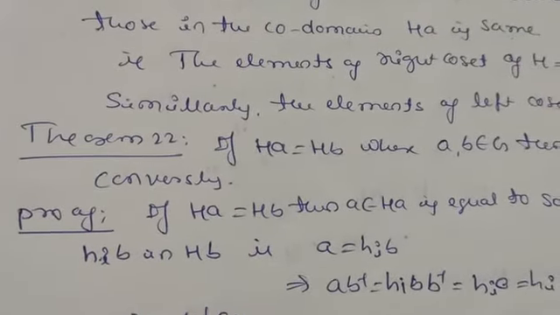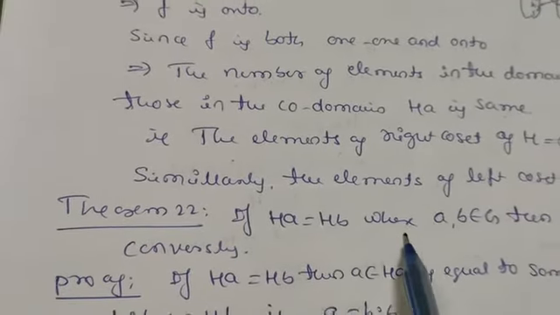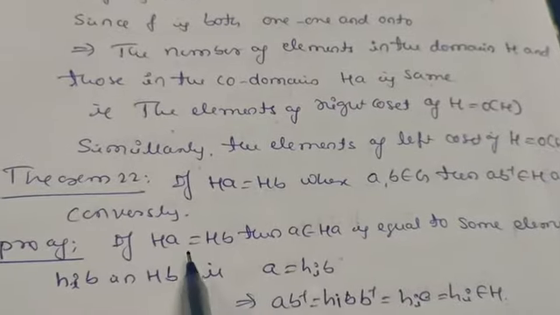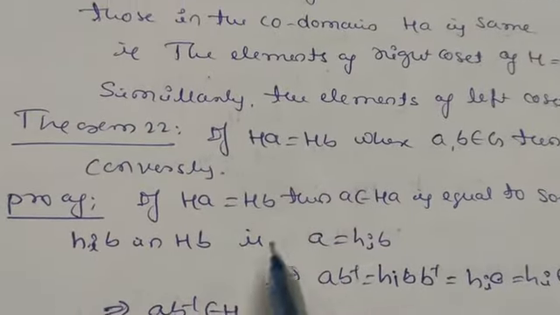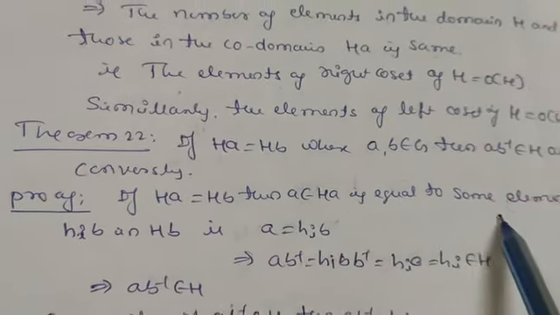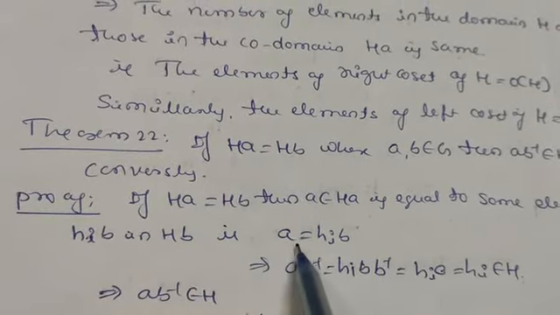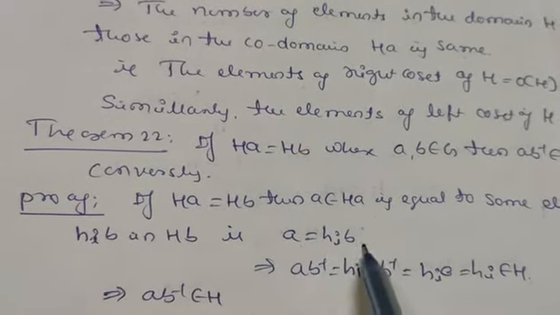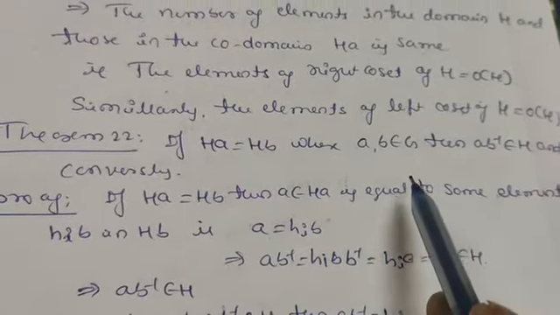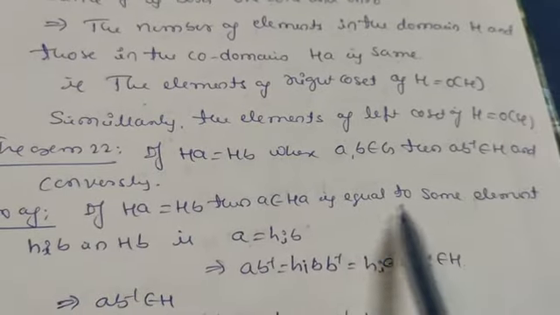Let us take one more theorem. If Ha is equal to Hb, where a, b belong to G, then ab inverse belongs to H, and conversely. If Ha is equal to Hb, then a belongs to Ha, which is equal to some element hi b in Hb, that is a is equal to hi b. So let us take the elements in this form. If a, b belong to G, then ab inverse belongs to H, which you have to prove.